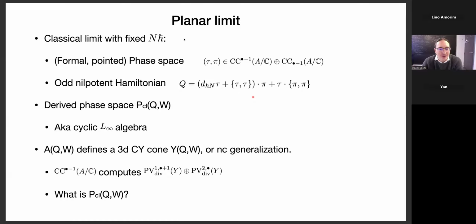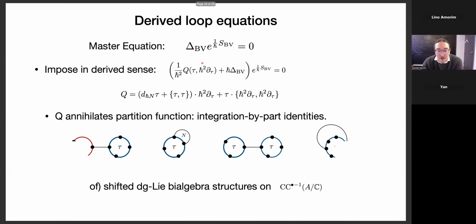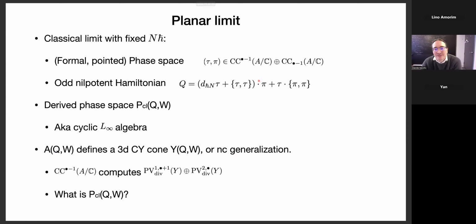Let's do the classical limit of this quantum system, which means I'm going to convert the derivative, h bar squared d tau, it's like a conjugate momentum for tau. I call it pi. So now I have a phase space, a formal pointed phase space, with coordinates tau and pi. So it's got a cotangent bundle of the shifted cyclic homology complex. And on this phase space, we have a Hamiltonian, an odd Hamiltonian Q, which has this nice form. There is a tau pi, a tau tau pi, and a tau pi pi. So you get a derived phase space, or you could also call it a cyclic infinity algebra. So our conclusion is that we found a cyclic infinity algebra structure on the cotangent bundle to the cyclic homology.